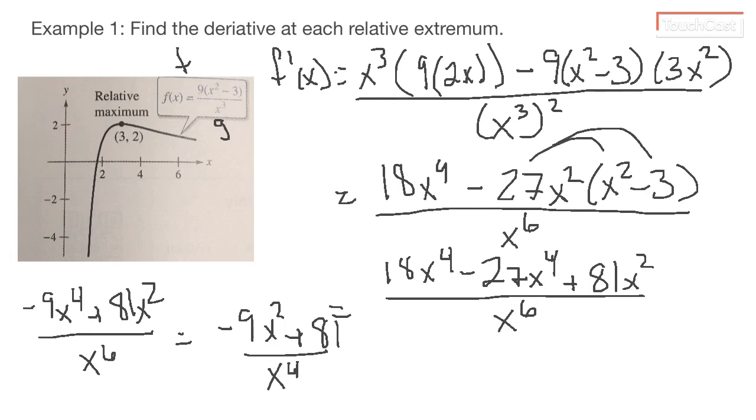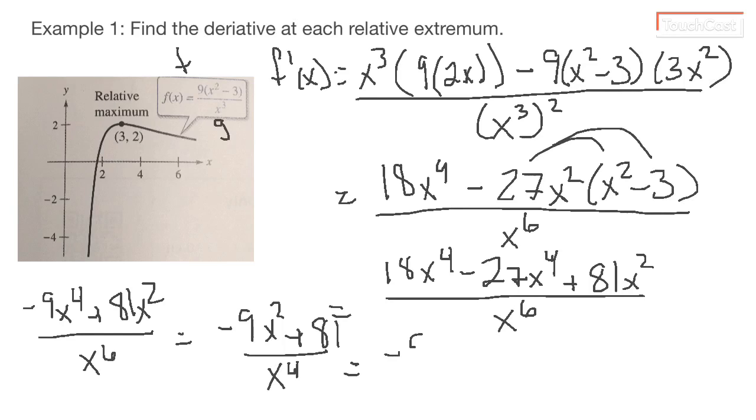And since they wanted us to, we found the derivative, so we found f prime, but they wanted us to find the derivative at the relative extremum. Our relative maximum is at the point 3, 2, so we're going to substitute 3 in for x.